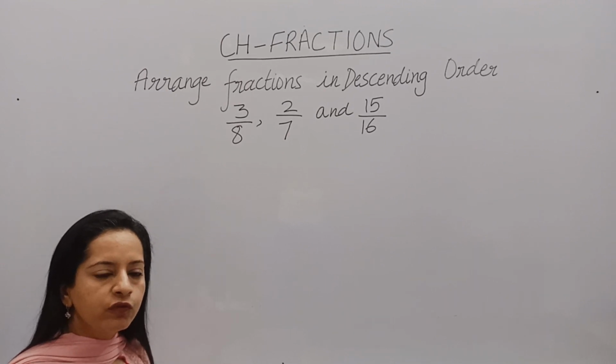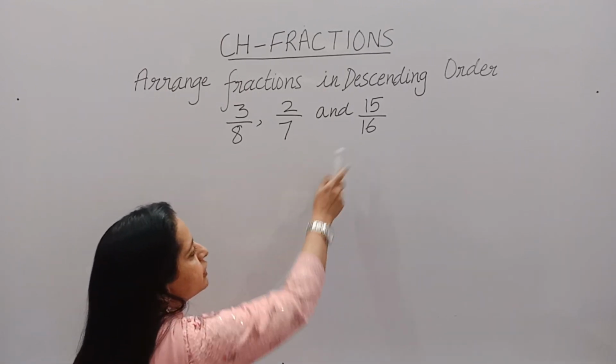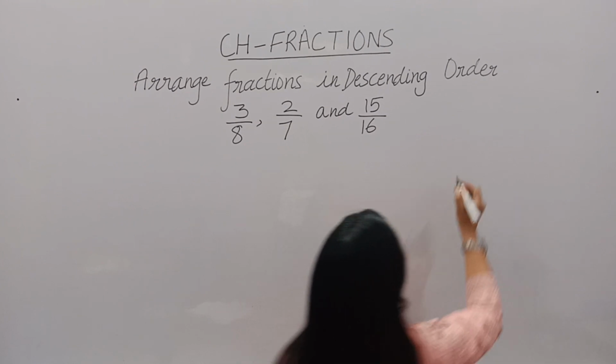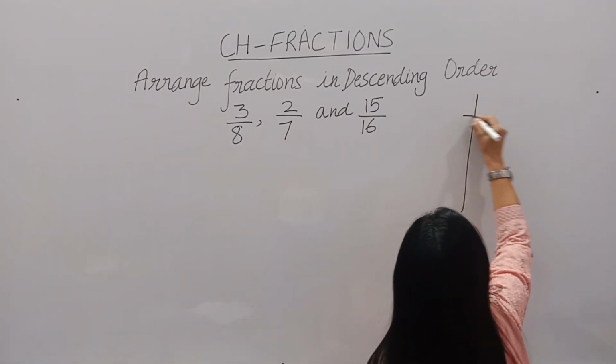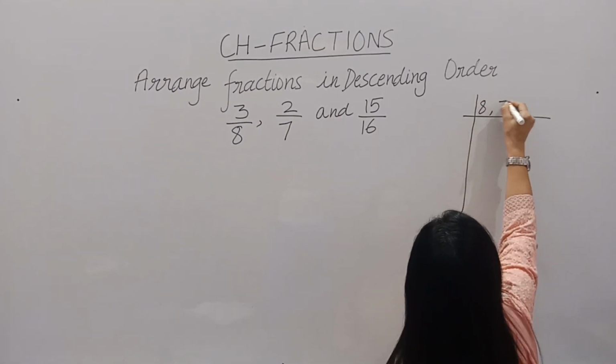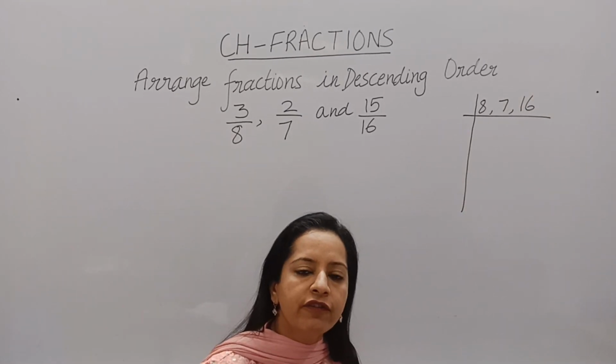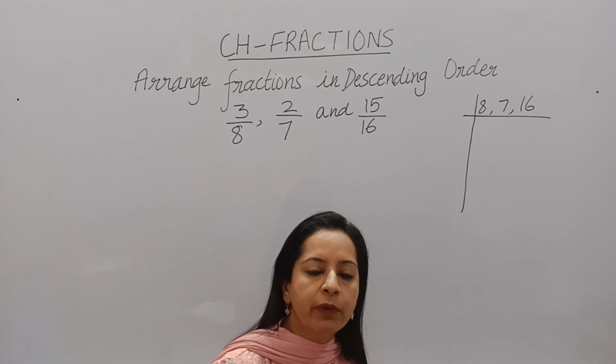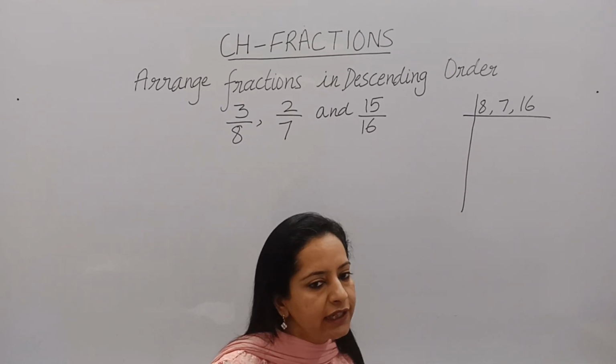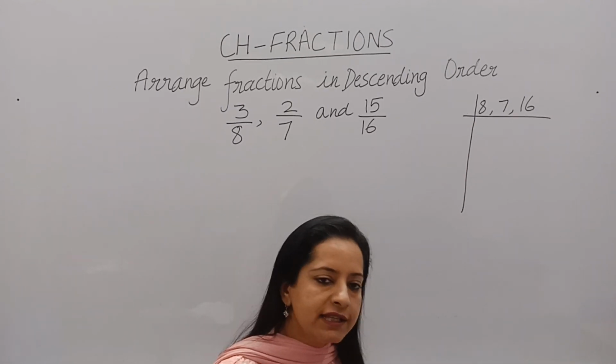So first we have to find the LCM of the denominators. Let us find their LCM. I have got here the numbers 8, 7 and 16. Always remember, whenever we are finding the LCM, you have to start with prime numbers. You cannot take any other numbers, because in that case the LCM would be wrong.